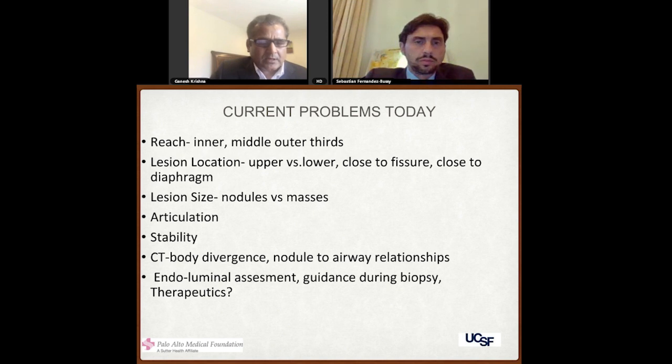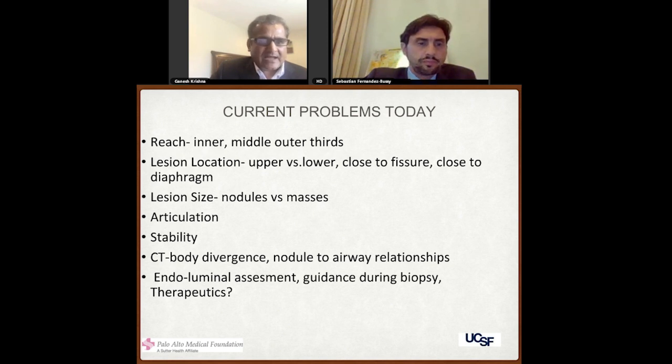So location matters. We all know based on statistics that upper lobe nodules are more likely to be malignant than lower lobe ones. And specific anatomic locations can sometimes be challenging. For example, the left upper lobe apical-posterior segment, and lesions that are close to the fissure, especially on the right side in the middle lobe between the major and minor fissures, is probably one access pathway that takes it to the target.